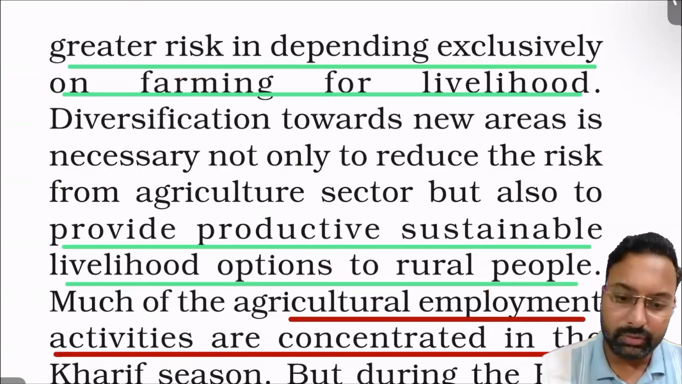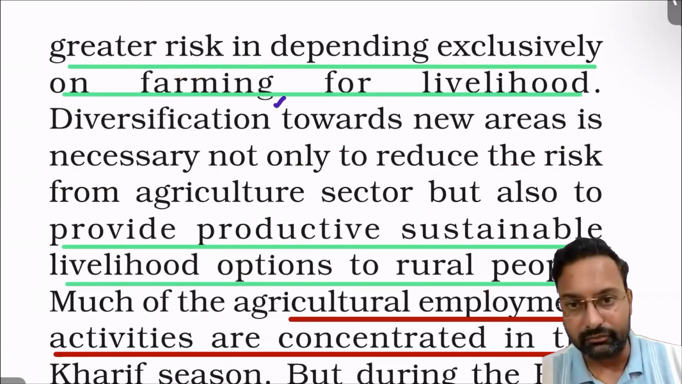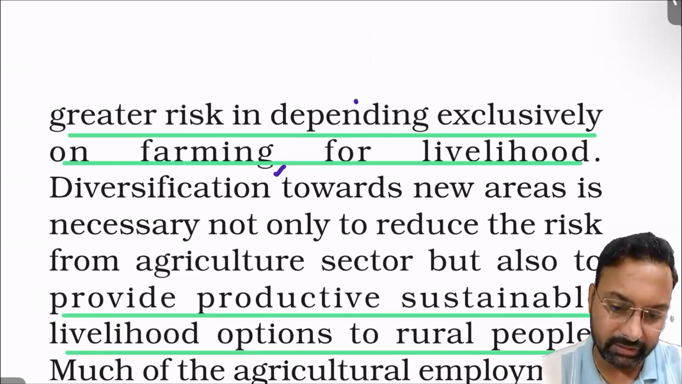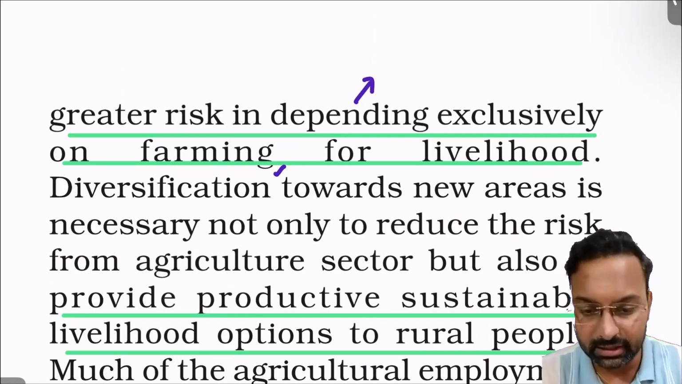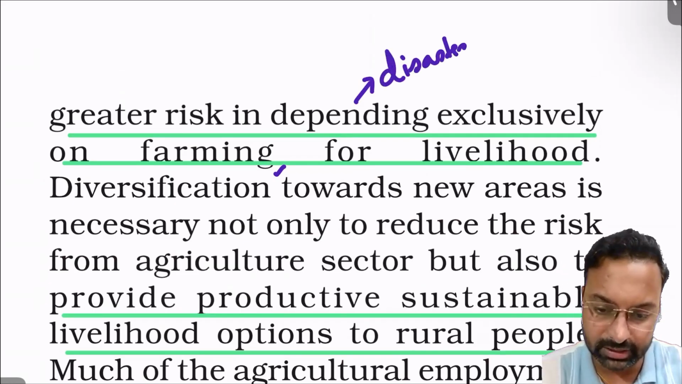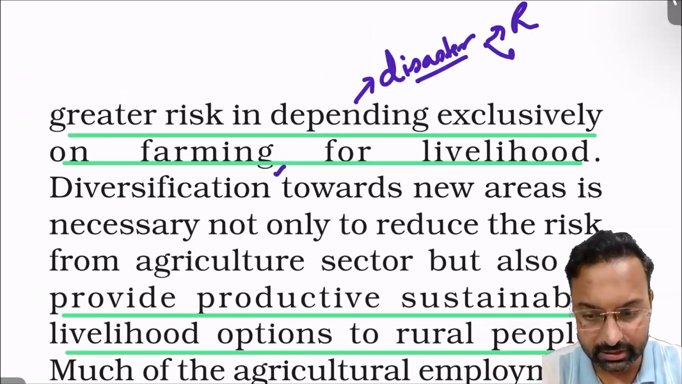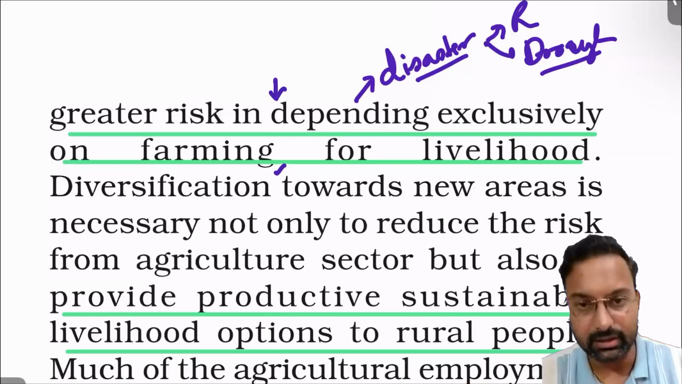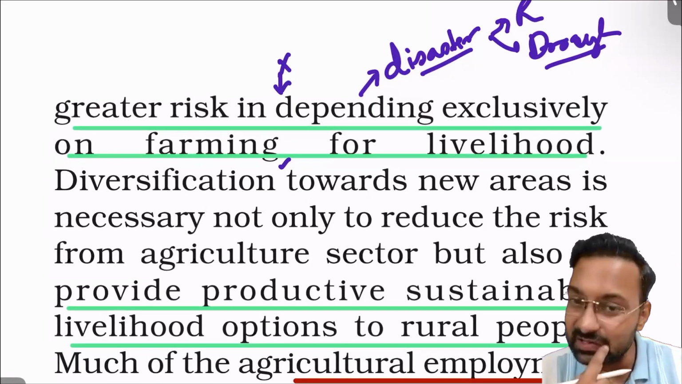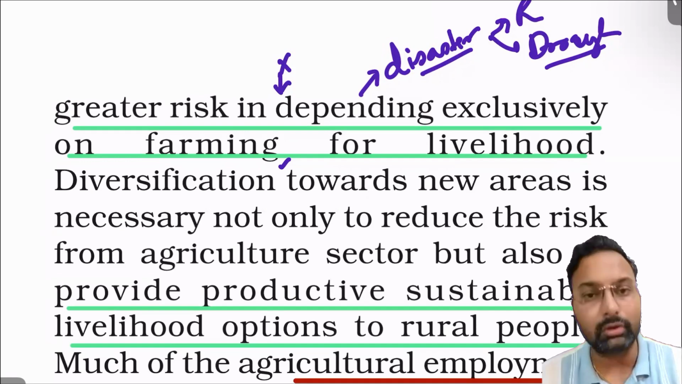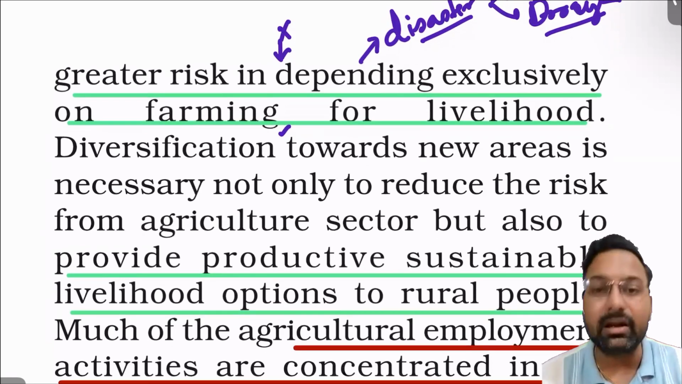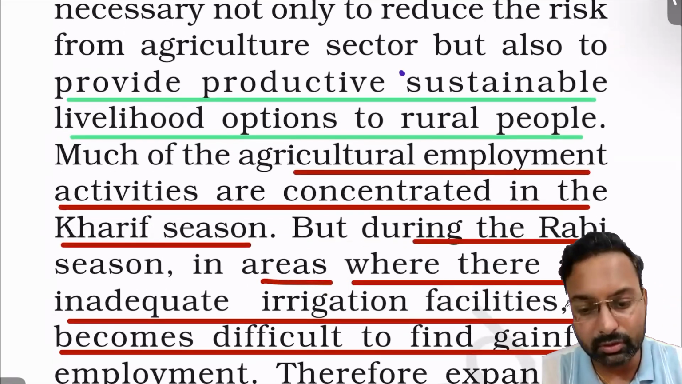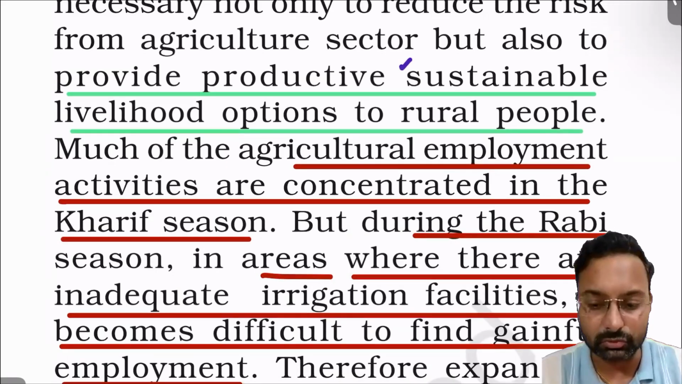Because if the farmer is depending only on farming, there is a very high risk. If the farmer has put in some crops and suddenly some disaster comes, it may be high rains or maybe drought conditions, whatever produce he has in his field will go away. So he should have another source of income as well. That is why diversification is very important for the farmer, because it will provide sustainable livelihood options to the rural people.